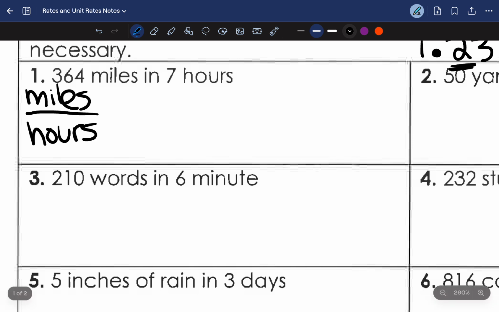So knowing that, I'm going to match the numbers that go with those units. So I see that I have 364 miles. So I'm going to put equals, and I'm going to draw my fraction bar. So I'm going to put 364. That's the miles. And then what matches with the hours is 7. So I have 364 over 7.